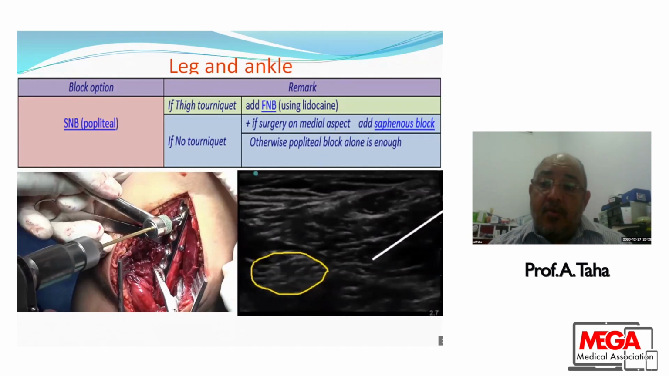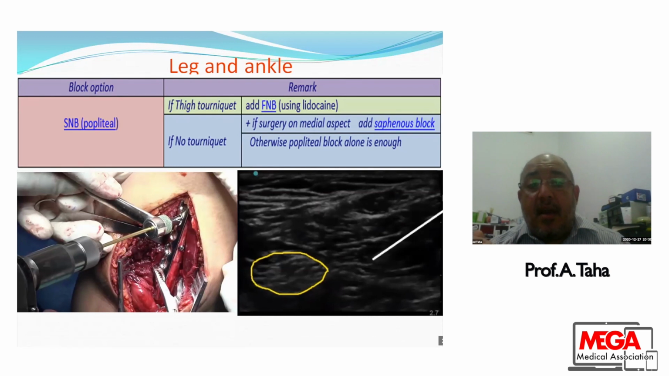If the surgeon will not use a tourniquet, but the surgery itself is in the medial aspect of the leg, so the incision will be at the distribution of the saphenous, you add adductor canal. Note that if you don't do femoral block, there is no need for the adductor canal block because it's covering all innervation of the adductor canal. If the surgery is not in the medial side and the surgeon doesn't need a tourniquet, popliteal nerve block is more than enough. And that's what we use in the below knee amputation.